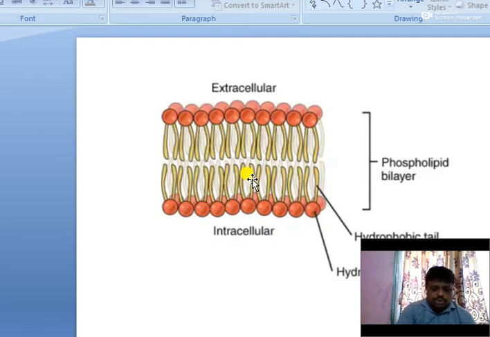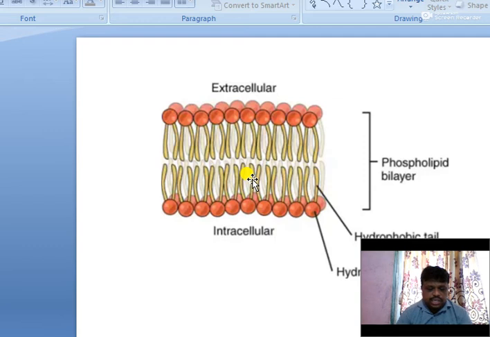Okay, so a large amount of them have been found in the brain. This is the most important thing, that a large amount of glycolipid has been found in the brain, in white matter as well as the myelin sheath of the brain. Okay, so these are the most important parts of the brain, and these two parts are composed of the glycolipid. So this is simply regarding the glycolipid.